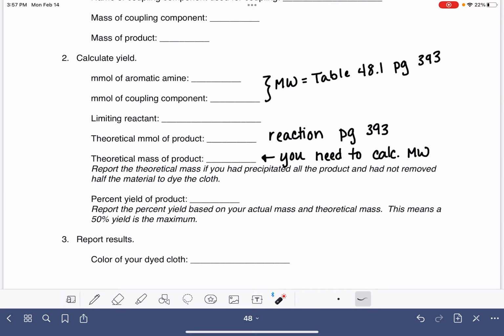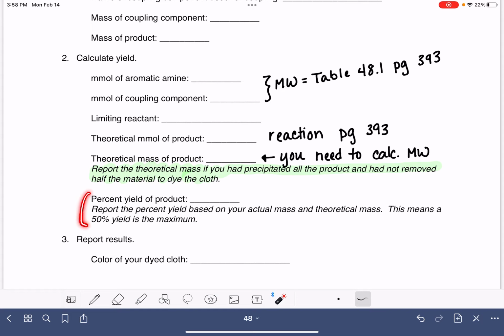Now, one of the things that I do want to point out to you: in this experiment, you did remove half of the material to dye the cloth, but I want you to calculate the theoretical mass as if you had not separated half of your material. So I want you to report the theoretical mass if you had precipitated everything as a solid product and you hadn't done the cloth dyeing experiment.